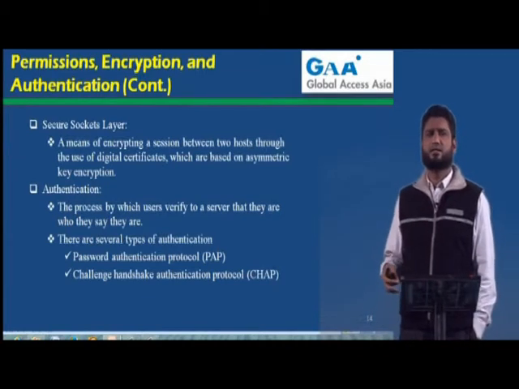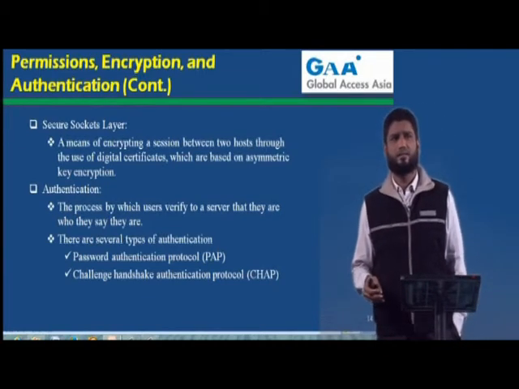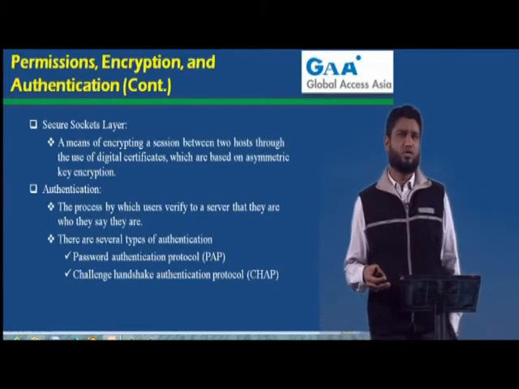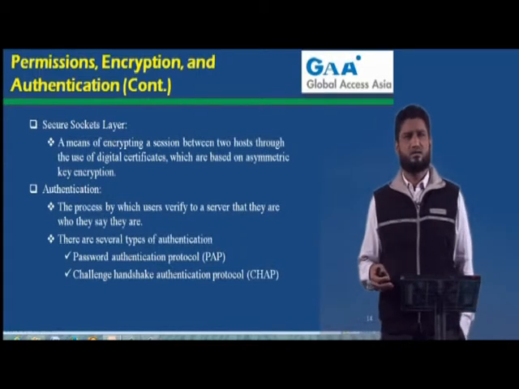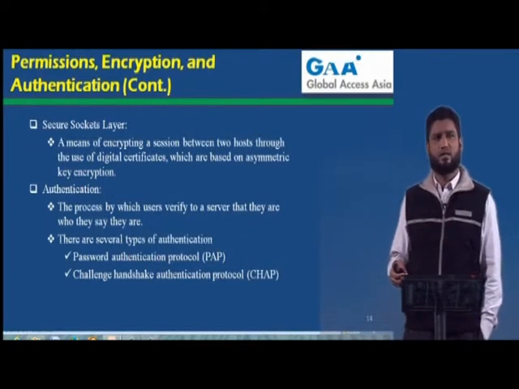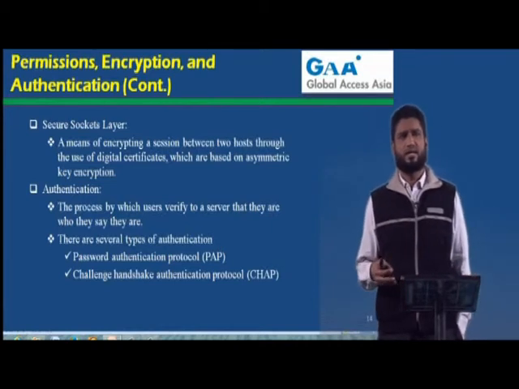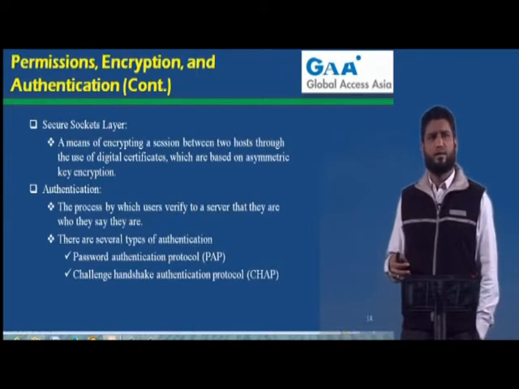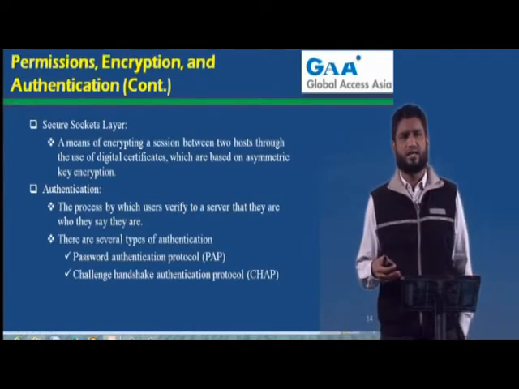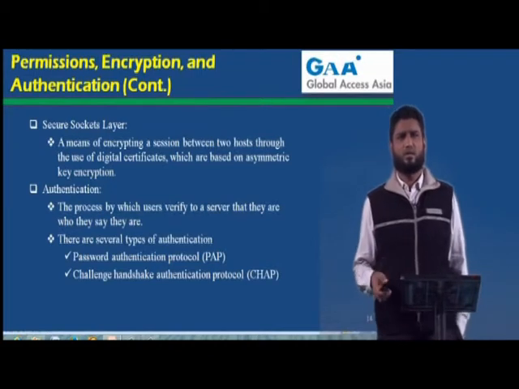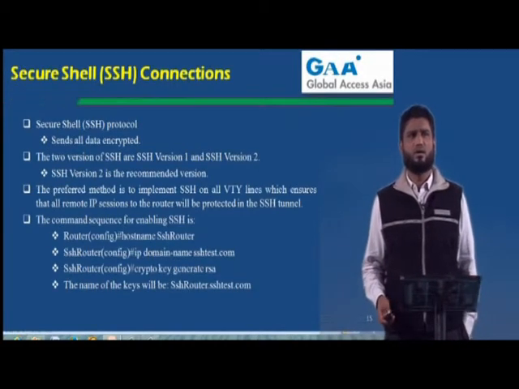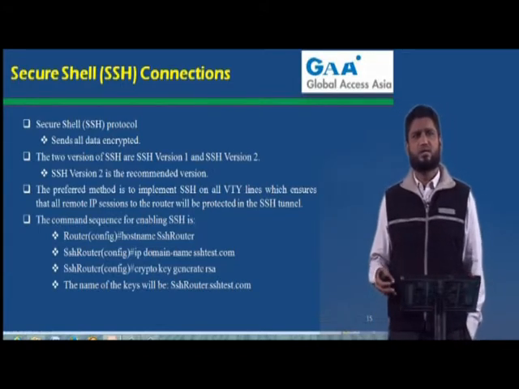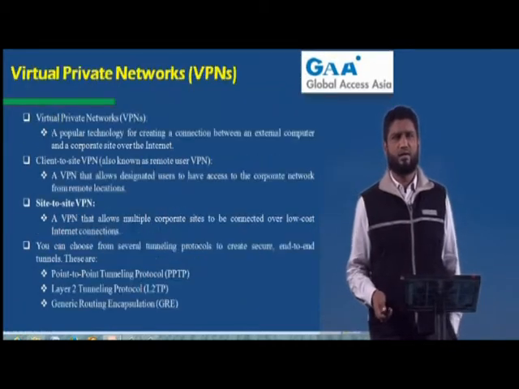Permission, encryption, and authentication. Continuing the slide here, we are saying that Secure Socket Layer is a means of encrypting a session between two hosts through the use of digital certificates, which are based on asymmetric key encryption. Authentication is the process by which a user is verified to a server. There are several types of authentication, such as Password Authentication Protocol, Challenge Handshake Authentication Protocol, and also Secure Shell protocols, and you can also use the command sequence in the CLI.